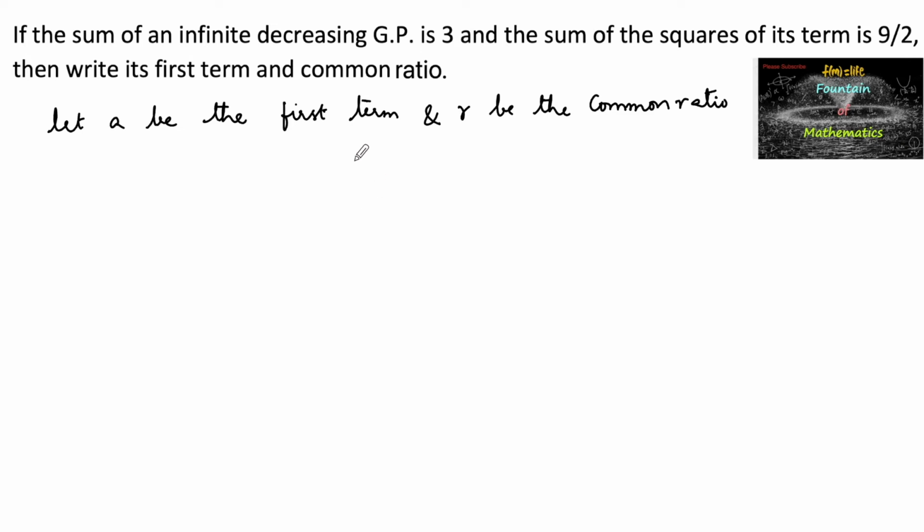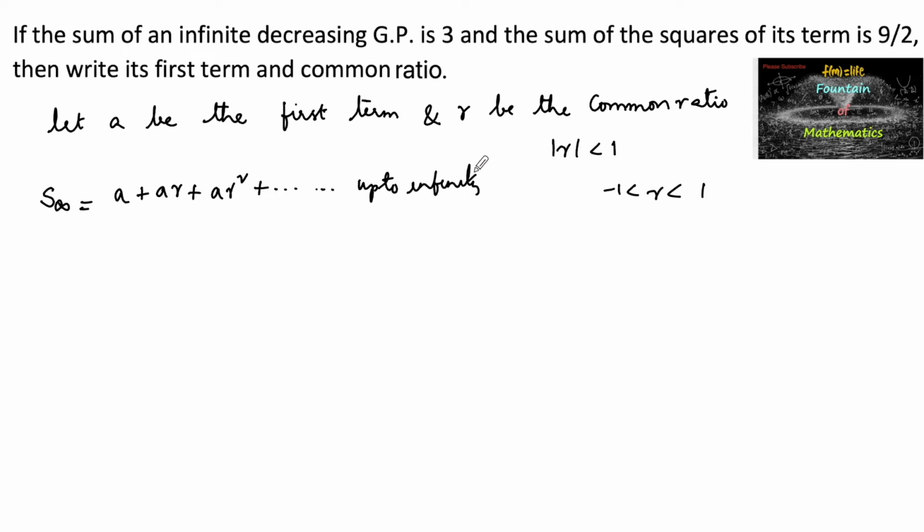Let r be the common ratio, and it's an infinite decreasing GP, so consider |r| < 1, that is r lies between -1 and +1. Then the sum to infinity, S infinity, we can write as a + ar + ar square and so on up to infinity. So by the sum to infinity formula we can write a upon 1 minus r, where |r| is less than 1 and a is the first term.